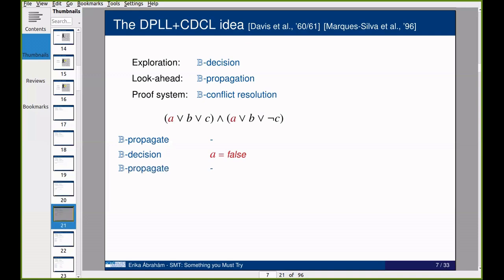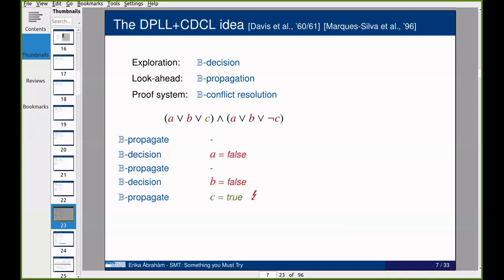Okay, so propagation doesn't give us anything. Let us continue and build up our assignment by assigning, for example, false to B. And this can be a heuristic decision, which variable with which value I try. And now I can propagate. So what happens by propagation?